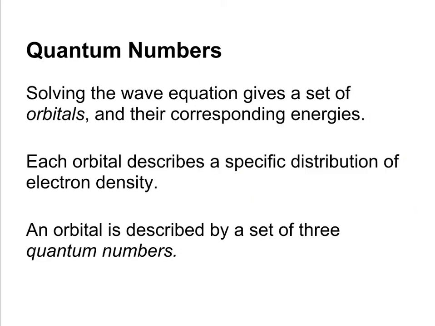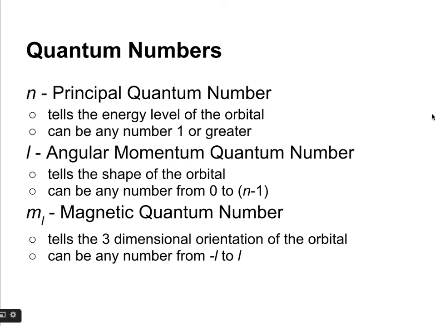Solving that wave equation gives a set of orbitals and their corresponding energies. Orbitals are specific electron density probability maps, so they're specific pictures like the ones we just looked at. Each orbital describes a specific distribution for that electron density, and an orbital is described by a set of 3 quantum numbers. Those 3 quantum numbers: one is the principal quantum number, the second is the angular momentum quantum number, and the third is the magnetic quantum number.